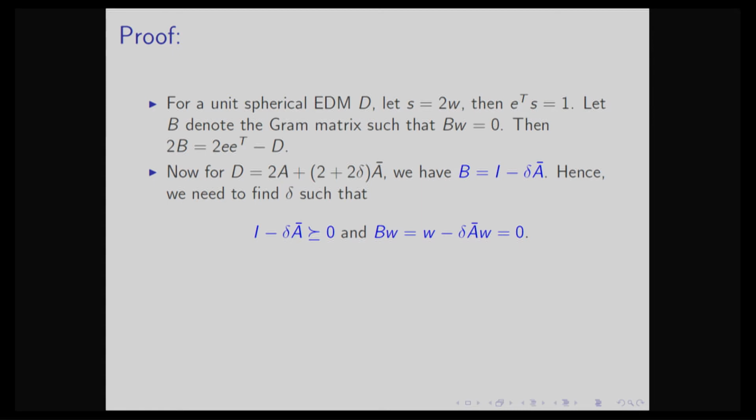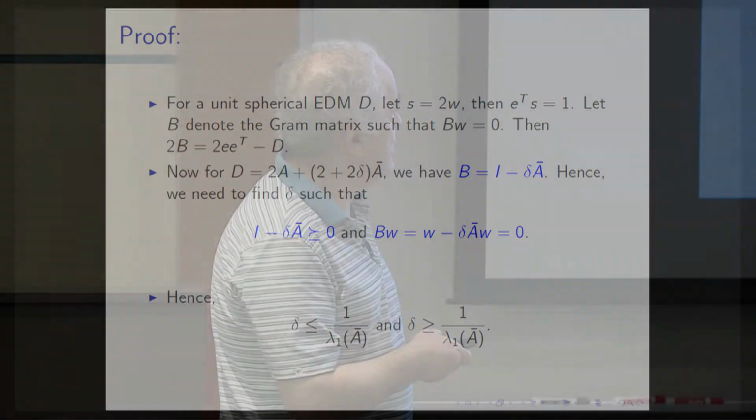Therefore, to find delta, we need to satisfy these two equations. First, the Gram matrix has to be positive semi-definite. Second, BW has to be equal to 0, which means W must be an eigenvector for A bar with eigenvalue 1 over delta. Now, the first equation implies that delta must be less than or equal to 1 over lambda 1 of A bar. The second equation implies that delta must be greater than or equal to 1 over lambda 1 of A bar, so therefore they must be equal.